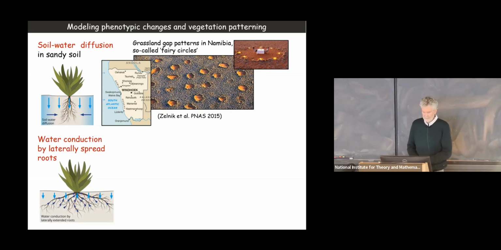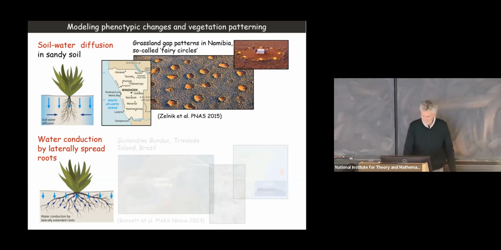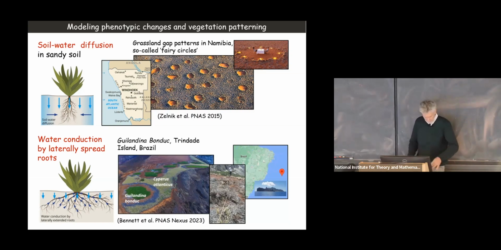And there's yet another water transfer mechanism. It's water conduction by laterally spread roots. And here's an example of a system in Trindade Island. It's a tiny island east of Brazil, a Brazilian island.